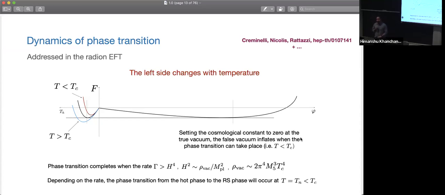Isn't the barrier shrinking as the temperature decreases, at least naively in this picture? So that helps. That's why the rate... Again, these things will be more precise later, but the rate is a certain function of temperature, and the rate starts to increase as the temperature goes further down, right?